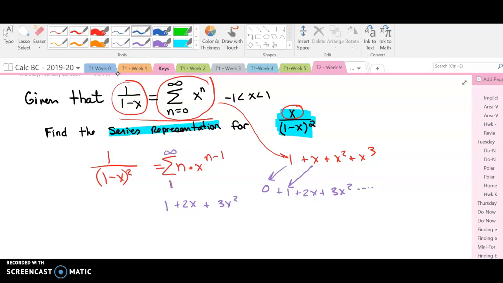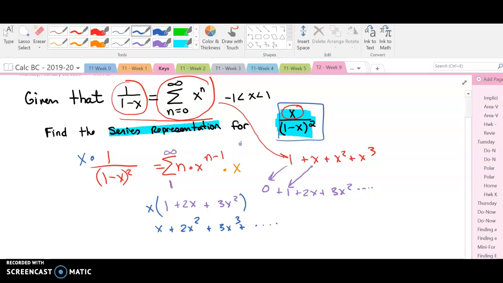If I multiply this by x, then I'll have this. So I'm going to take this series and multiply it by x. What am I going to get? Everything here gets multiplied by x, and I have x plus 2x squared plus 3x cubed plus dot dot dot.